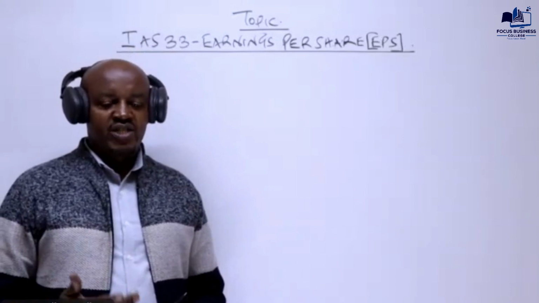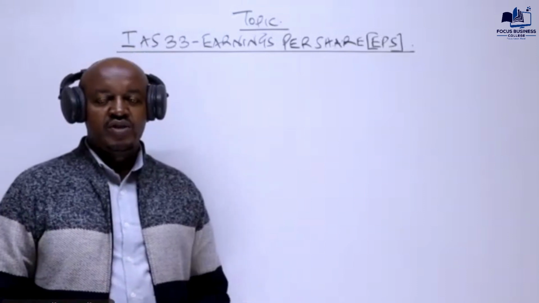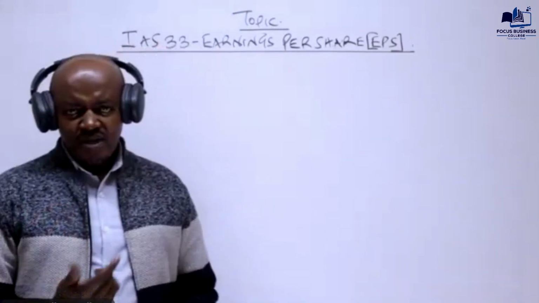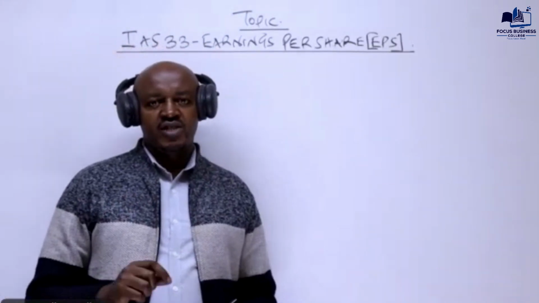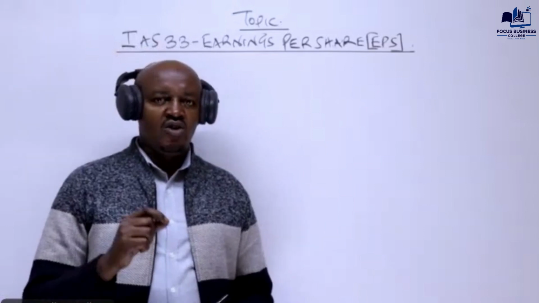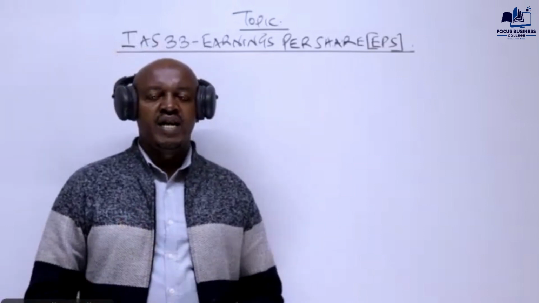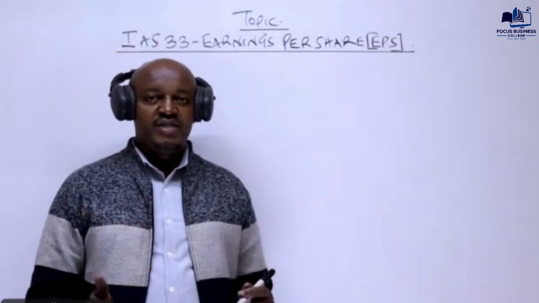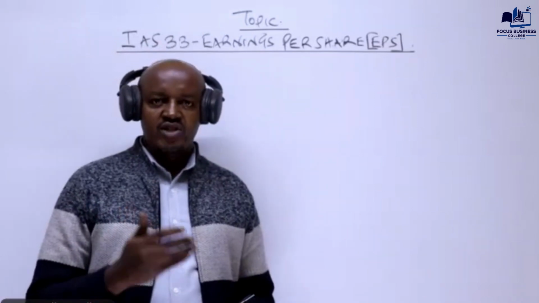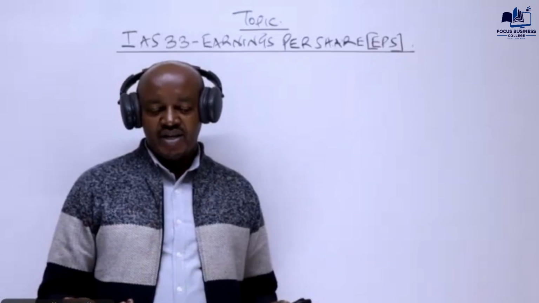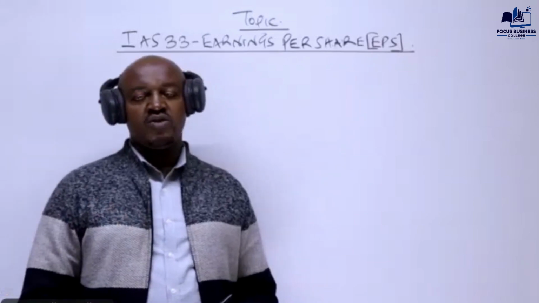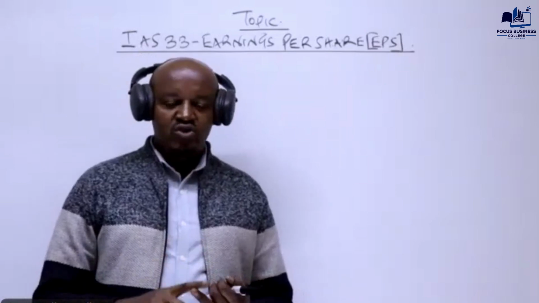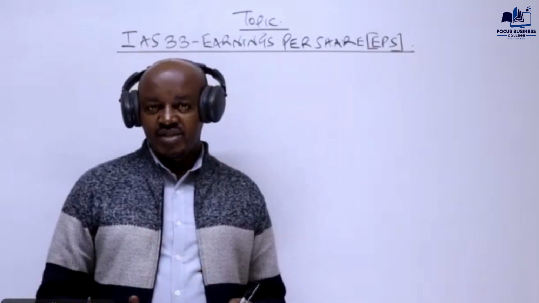Basically, earnings per share is a ratio which is computed by companies at the end of the year. According to International Accounting Standard number 33, all the listed companies, or basically those companies whose shares are trading in the securities exchange market, are required to compute and disclose two types of earnings per share: the basic earnings per share and also the diluted earnings per share.